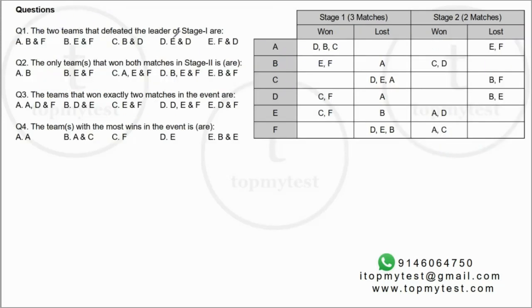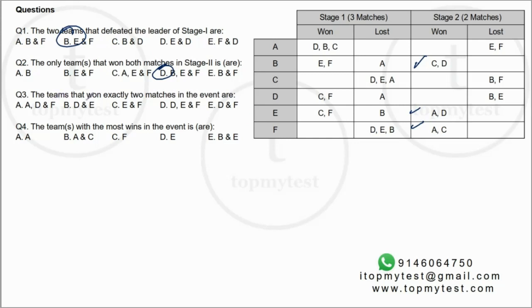All right, first one says the 2 teams that defeated the leader of stage 1 are, the 2 teams which defeated are E and F. E and F, option B. Question number 2, the only team that won both the matches in stage 2. Stage 2, who won both the matches? B won both the matches, E won both the matches, F won both the matches. B, E, F, option D.